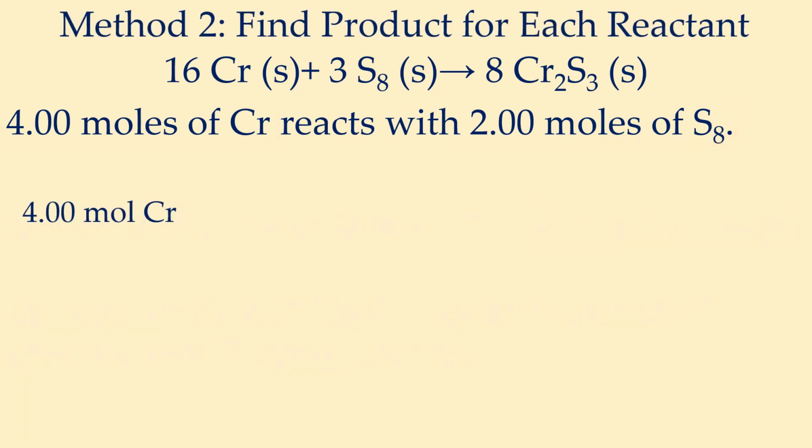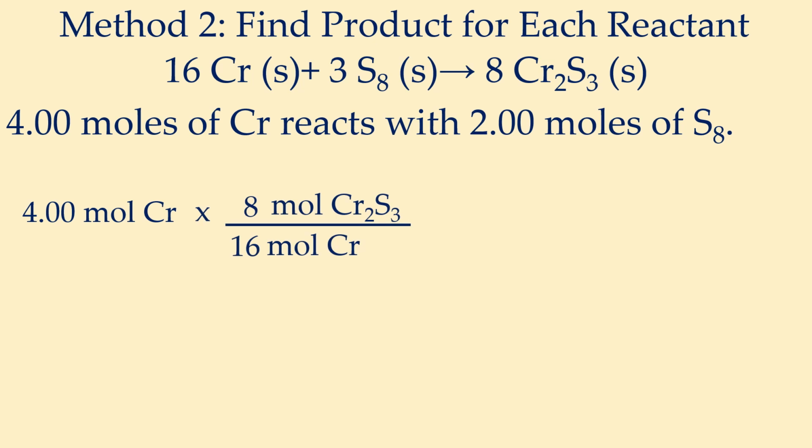I'll start with 4 moles of chromium and convert using the mole ratios from the balanced equation. I'll find that 2.00 moles of chromium-3 sulfide can be produced from 4 moles of chromium, assuming a 100% yield.